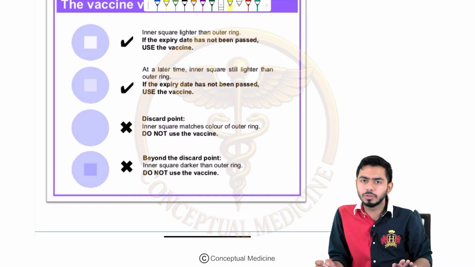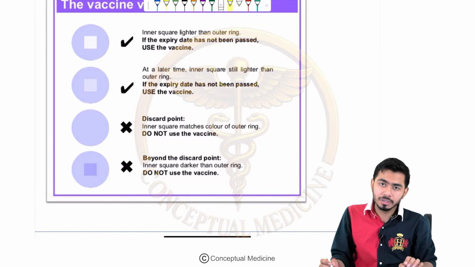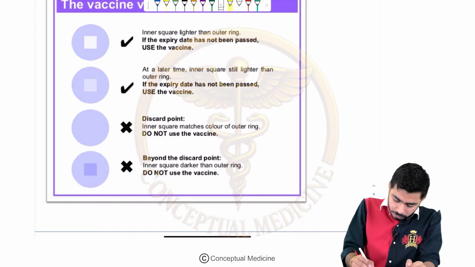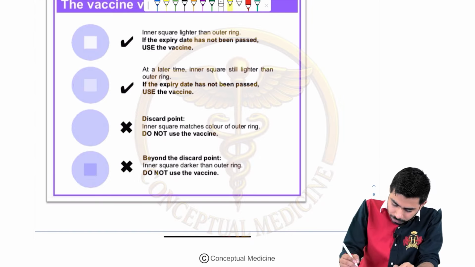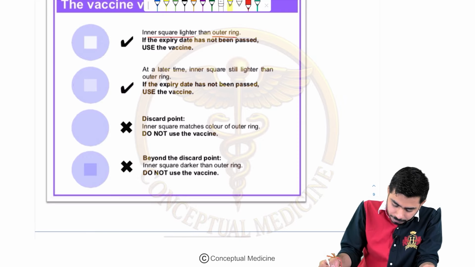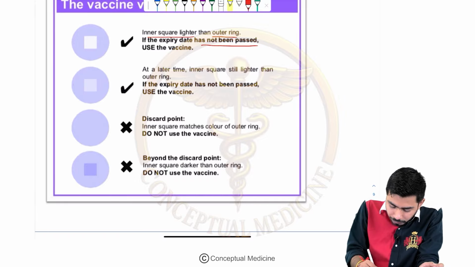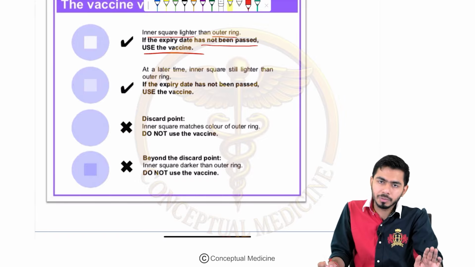So different options will be given over here. So you shall be using it at this point of time, or after some time, and so on. You should not be using it if these options come in your exam. So please remember that, right? So what they are saying over here, let's read about that as well. They are saying that if the inner square is lighter than the outer ring, and the expiry date has not been passed, obviously you will be seeing the expiry date, use the vaccine. Simply use the vaccine, no problem with that.